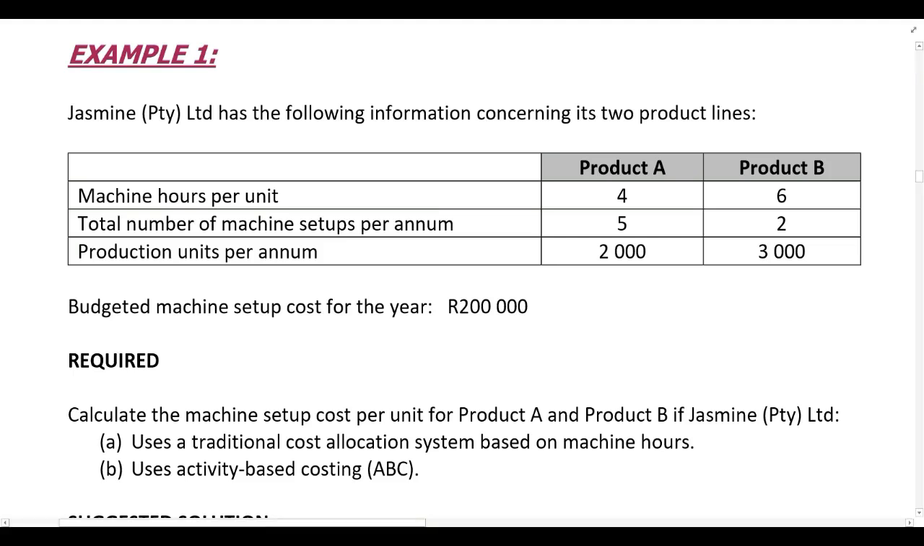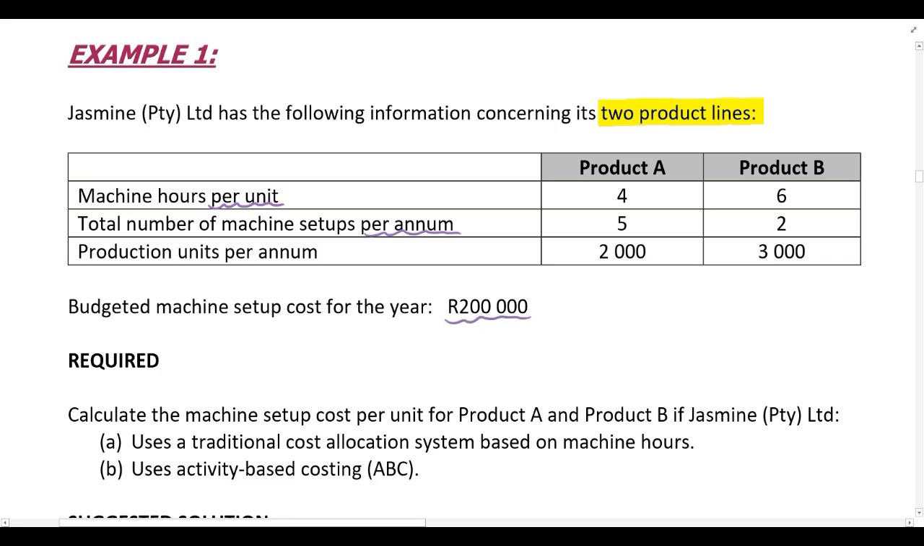So we've got a company over here that makes 2 different products, product A and B. We've got the machine hours per unit. It takes 4 hours to make product A and 6 hours to make product B, and that's the machine hours per unit. They give us the total number of setups for the entire year. So for product A, we have 5 machine setups, and for product B, we have 2 machine setups. They give us the number of production units per annum and the budgeted setup cost for the year. So they've got a budgeted cost of 200,000 Rand.